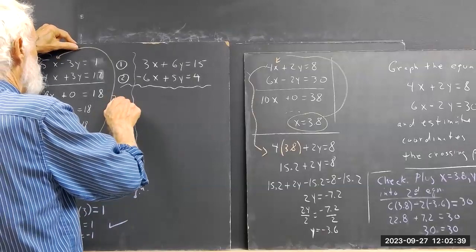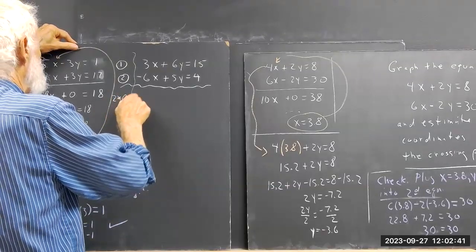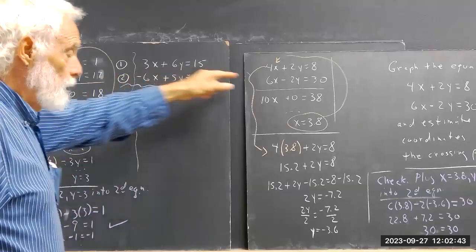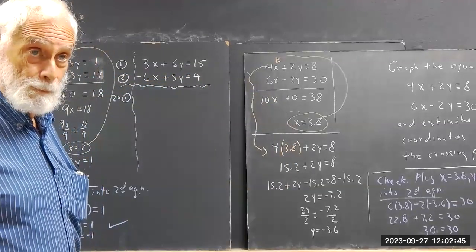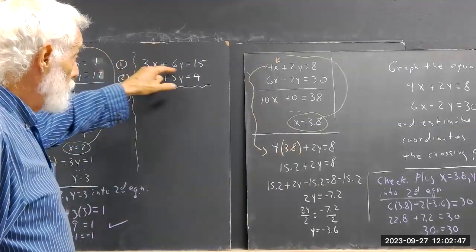We're going to double the first equation. So by double, I mean we multiply both sides by 2. And that means we multiply every term by 2.